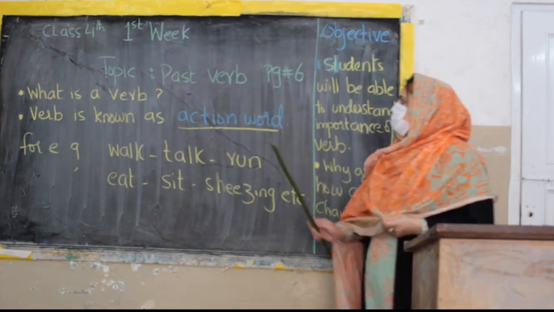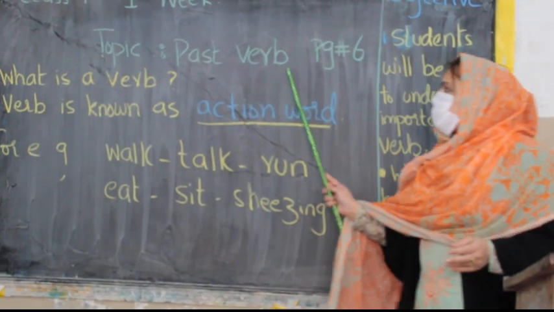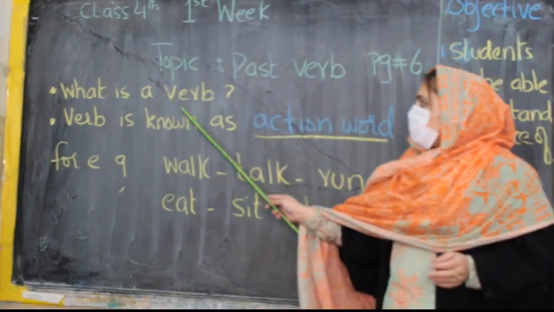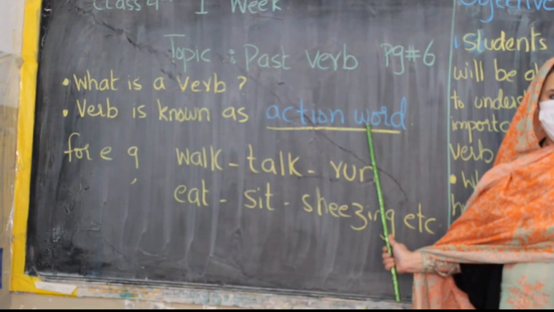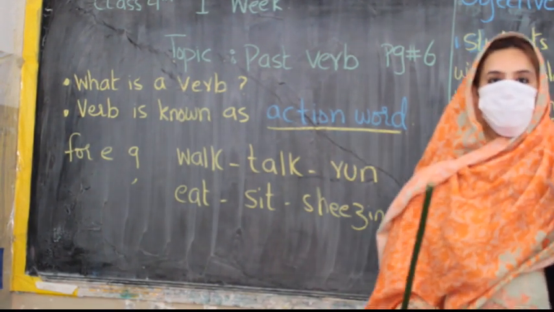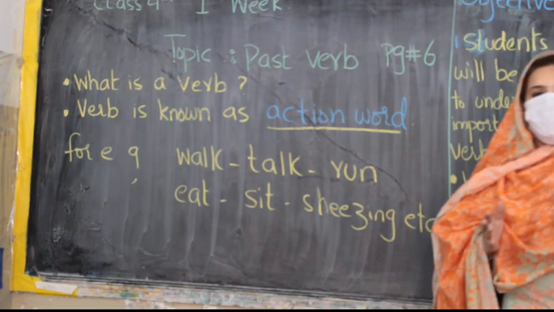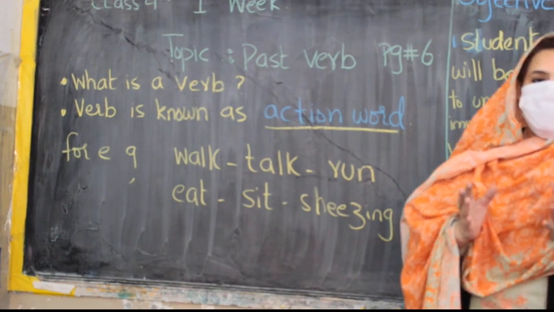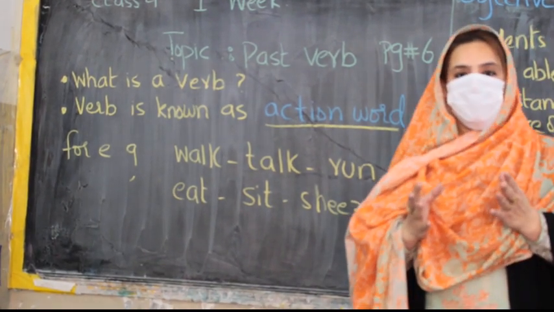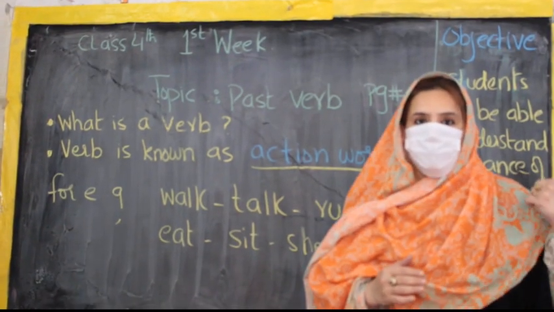Before I explain what is past verb, we need to understand what is verb. Now verb is known as an action word. The actions which we do are verbs. Verb is something very important in English grammar. It is the verb that tells us whether the action is taking place now or it had taken place before.